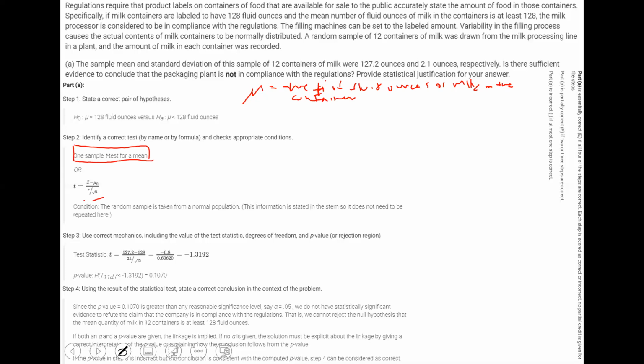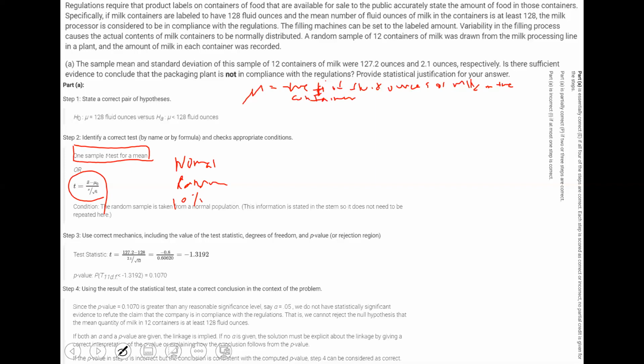Because it would be a lot harder to write this on this kind of test. Conditions: well, it said it's normally distributed, so even though my sample size is tiny, we can assume that it will be normal. So the normal condition is satisfied. It was randomly taken, so the random condition is satisfied. What else? The 10% condition will probably be satisfied too.